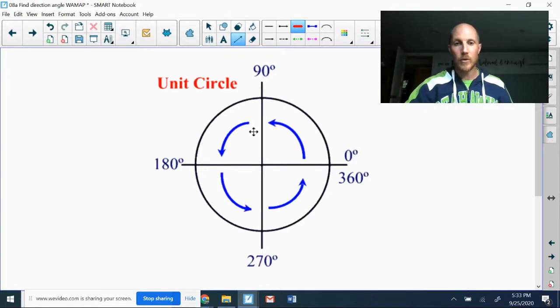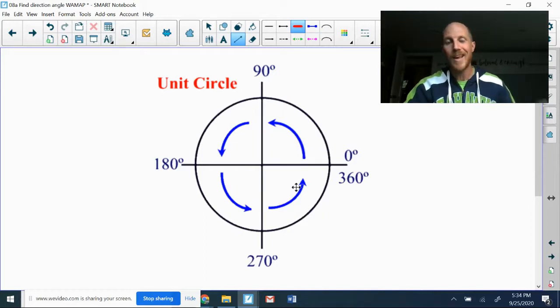Okay, so the little arrows in here are telling you which direction we go around the circle to get bigger numbers. Starting at 0, you go around this direction, you get bigger numbers. Okay, that combined with the use of tangent is pretty much all we need to be able to find the direction angle of a vector.